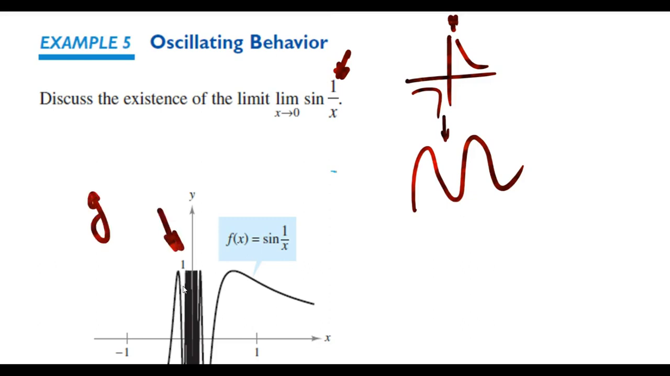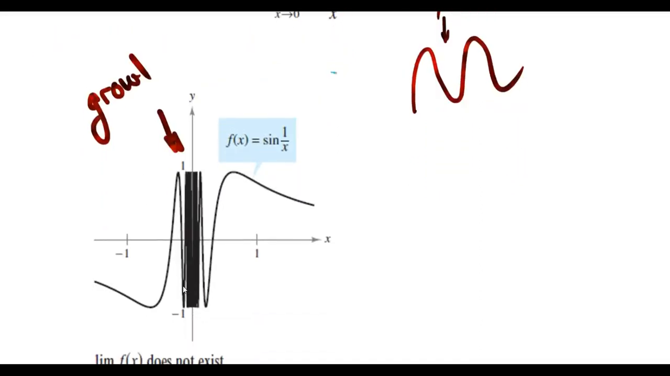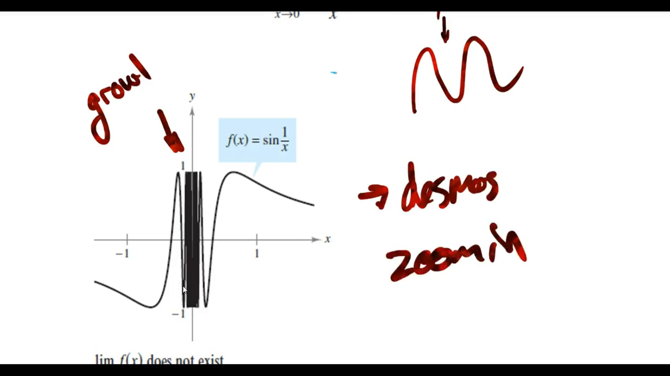You can have a fun name for it. It's called a growl. That's not a real thing, but that's the thing for remembering what's happening. We have a growl happening. Therefore, we don't have a limit because we keep on oscillating. It just keeps on going up and down and up and down. And if you don't believe me, put this into Desmos and then zoom in as much as you can.